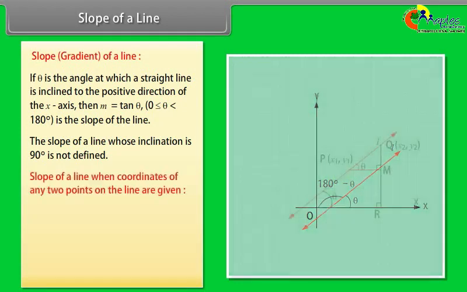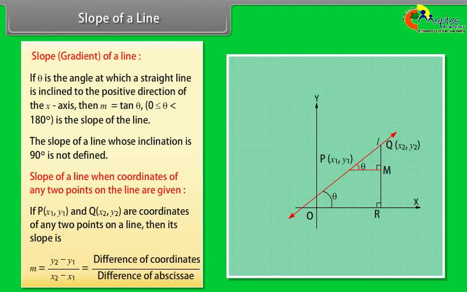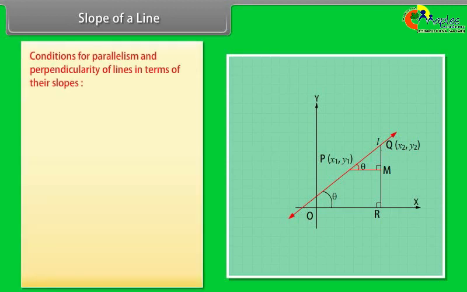Slope of a line when coordinates of any 2 points on the line are given. If P(x1, y1) and Q(x2, y2) are coordinates of any 2 points on a line, then its slope is m is equal to (y2 minus y1) by (x2 minus x1), which is equal to difference of ordinates by difference of abscissae.